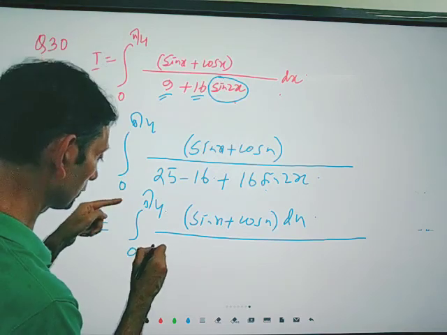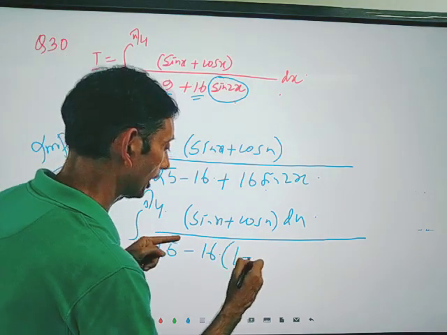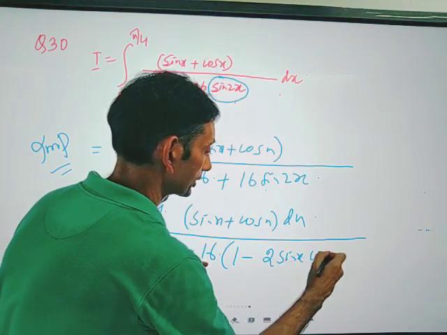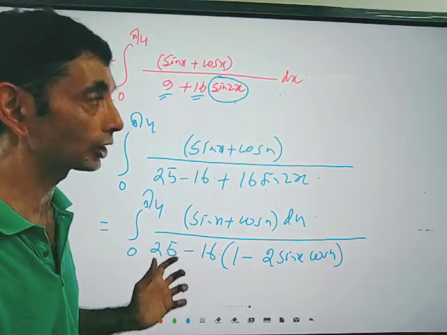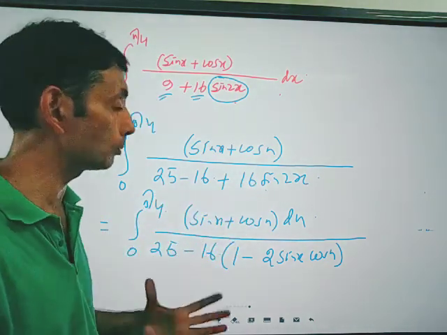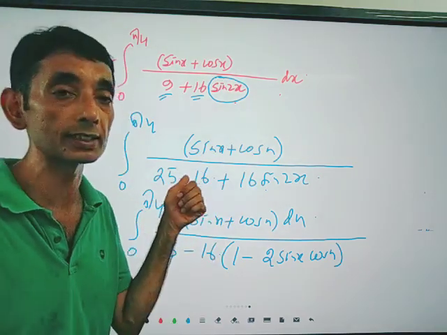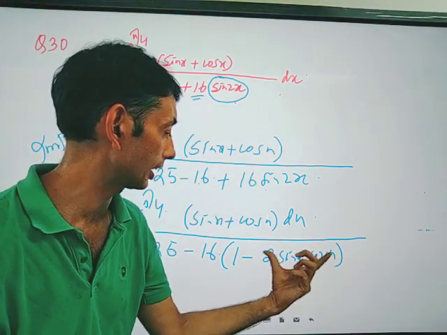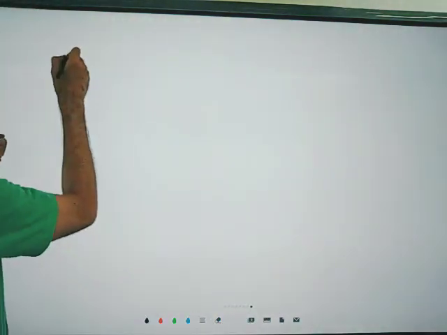Now in 25 and 16, take minus 16 common, then we get 1 minus sin 2x. So sin 2x we can write as 2 sin x cos x. The moment you get the pattern 1 minus 2 sin x cos x, it should come to your mind that we got the pattern. Only removing 16 will not help us a lot, so we need another 16, so that the moment you take this 16 common, you get the binomial 1 minus 2 sin x cos x. Now let's move to the next steps.